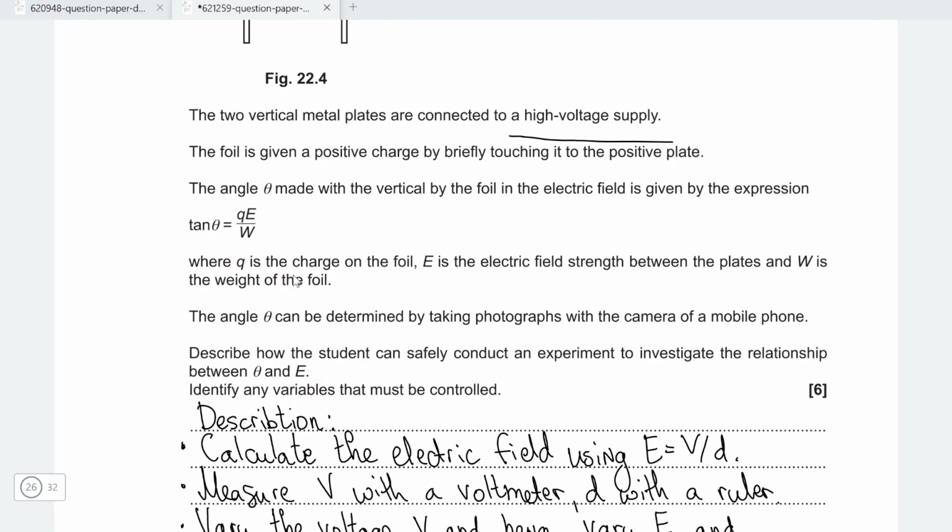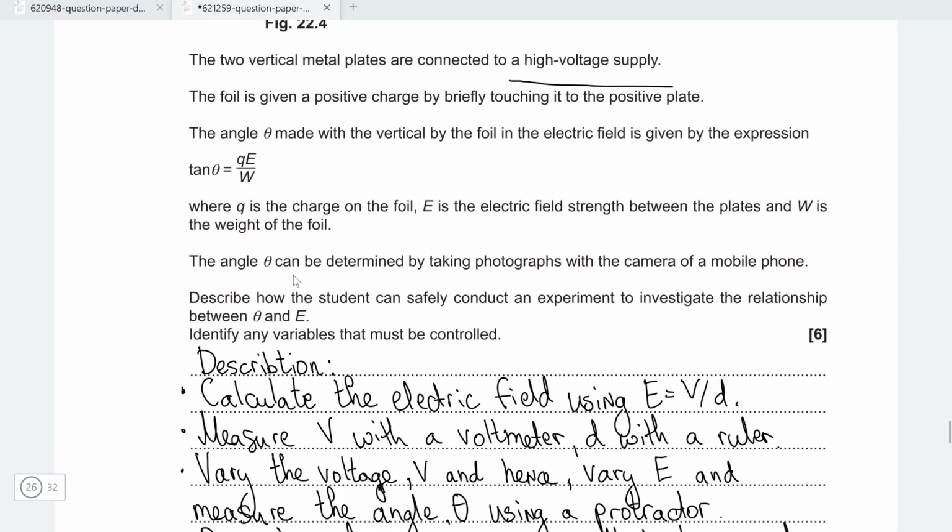The angle can be determined by taking photographs with the camera of a mobile phone. Okay, that's perfect. Describe how the student can safely conduct an experiment to investigate the relationship between theta and E. So yeah, chances are we're going to be plotting a graph of tan theta against the electric field. Identify any variables that must be controlled, and additionally how the student can safely conduct an experiment.